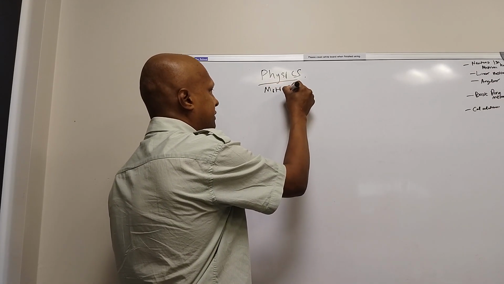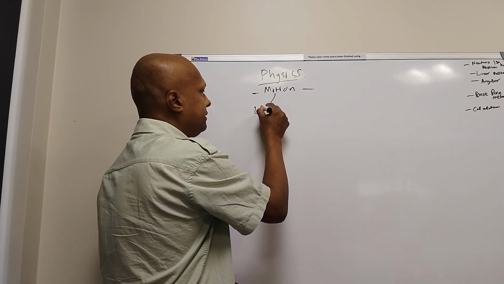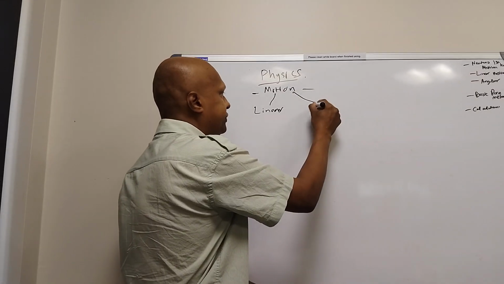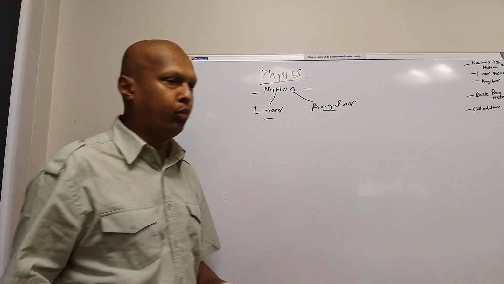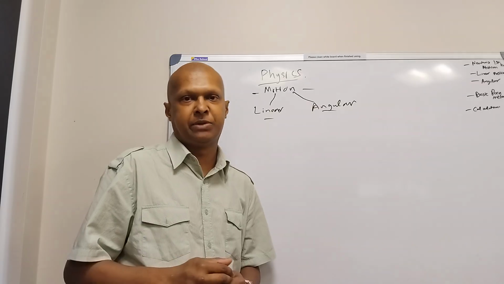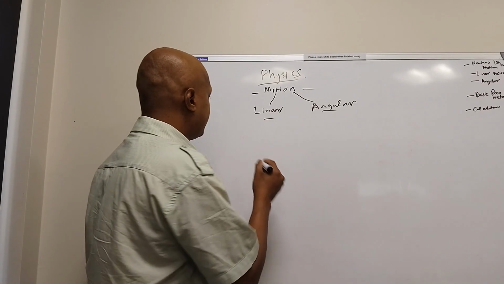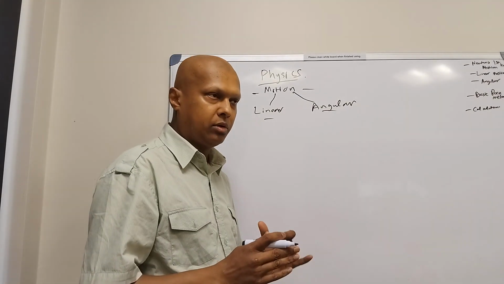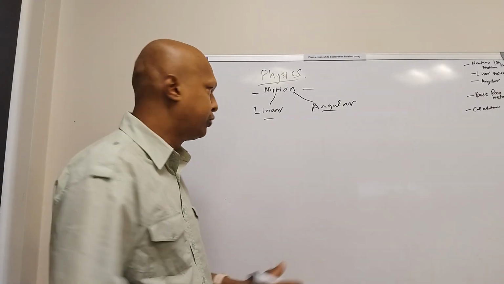So it could be either linear motion or angular motion. Let's look at what linear and angular motion is. Linear motion is basically an object moving from one point to another.